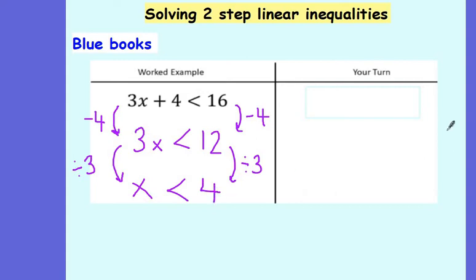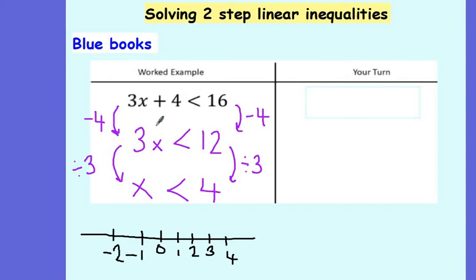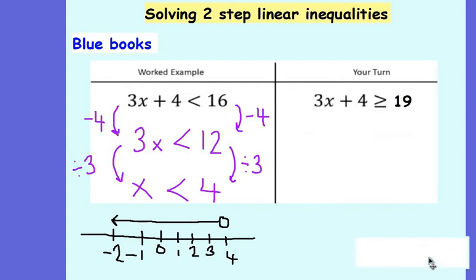If I wanted to draw that on a number line, like so, that means the solution for this inequality is x is less than but not equal to 4, so it's an empty circle, and x could be any of these values to the left hand side. Over to you, year 8 in your dark blue books. Can you solve this one for me? Pause the video and have a go.